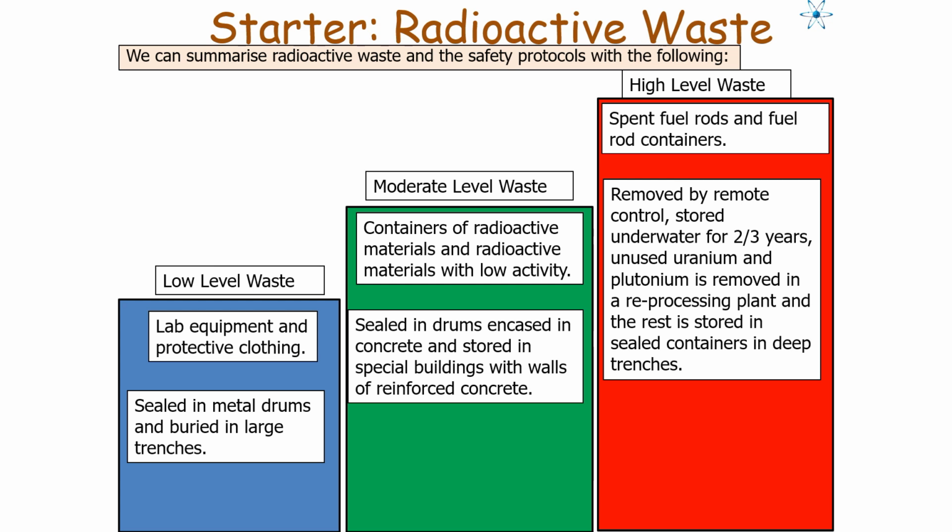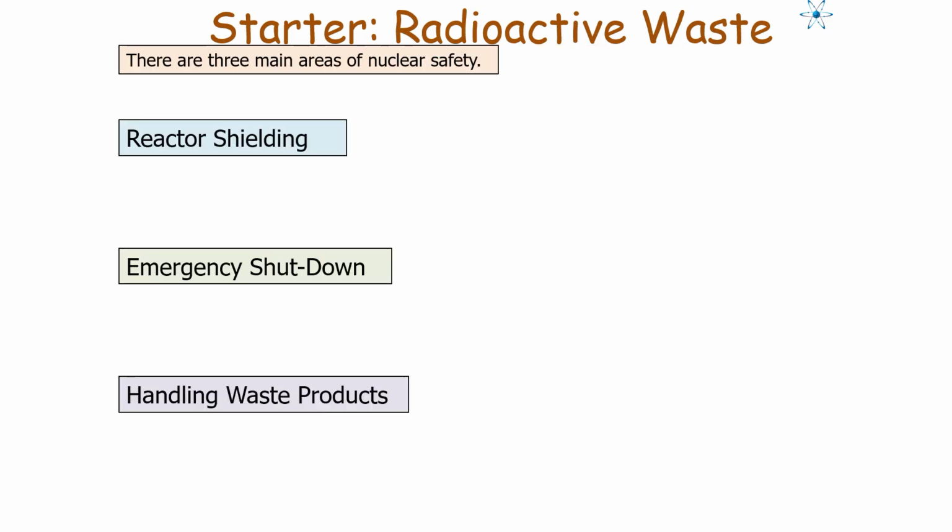So for low-level waste, we seal them in metal drums and bury them in large trenches. For moderate level waste, we seal them in drums encased in concrete and stored in special buildings with walls of reinforced concrete. Whilst for high-level waste, we remove them by remote control, store them underwater for 2 or 3 years, any unused uranium and plutonium is removed in a reprocessing plant, and the rest is stored in sealed containers in deep trenches.